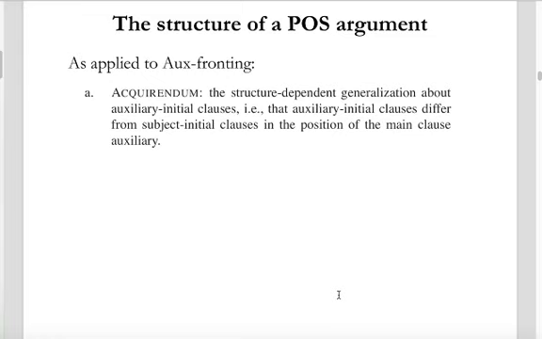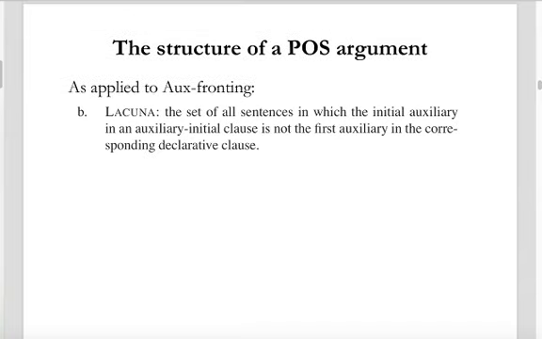The acquirendum here will be the structure-dependent generalization about auxiliary initial clauses. That is, auxiliary initial clauses, things like yes-no questions, is the man who is tall in the hallway. They differ from subject initial clauses, that is, declaratives, in the position of the main clause auxiliary. Right? So, the man who is tall is in the hallway. Is the man who is tall in the hallway? So that's the thing that needs to be acquired.